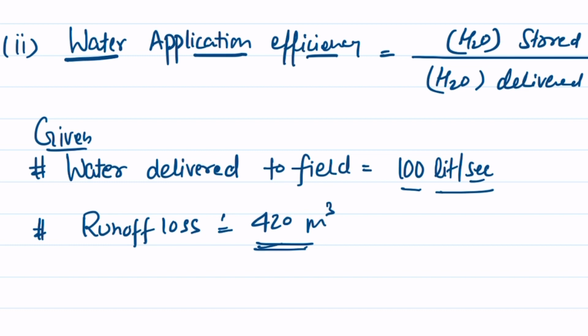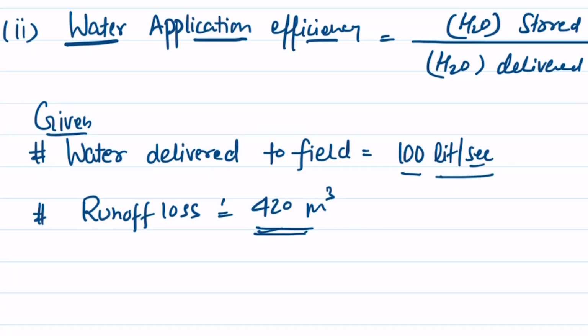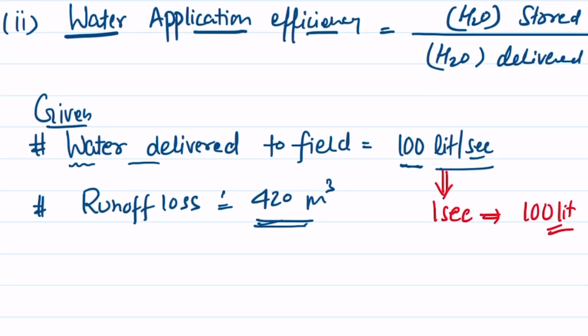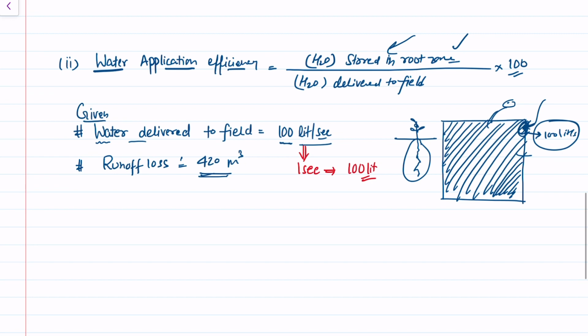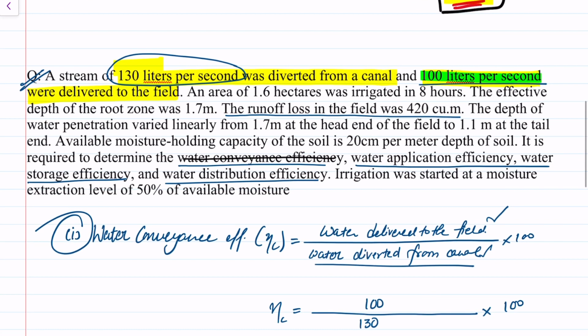All right. How do we convert this liter per second into meter cube? First of all, let us understand what this water delivered to the field is. The water delivered to the field is at the rate of 100 liter per second. That is, in 1 second, 100 liters of water is being provided. All right, this is the meaning. Now let's move to the question and see what other parameters are given.